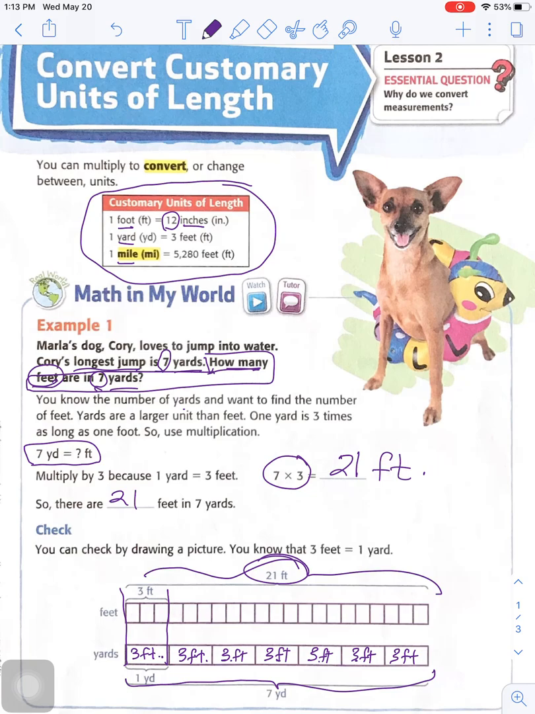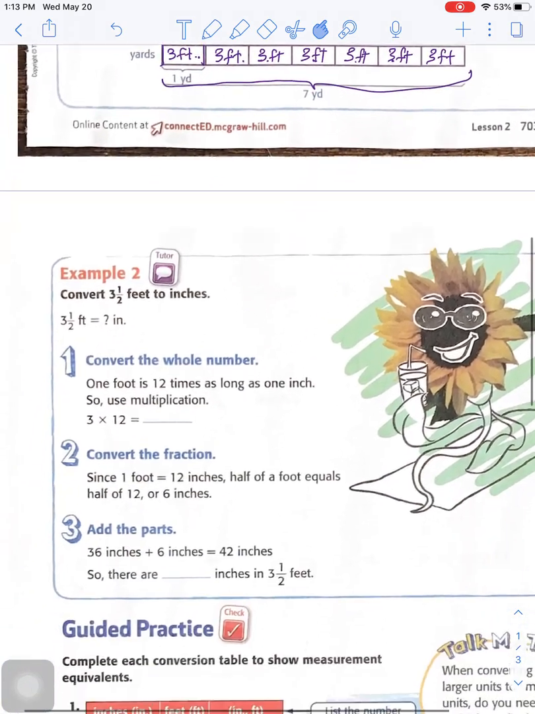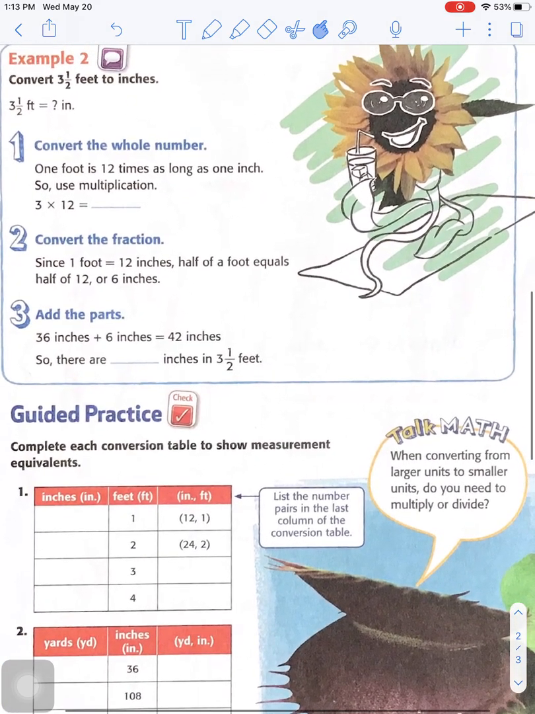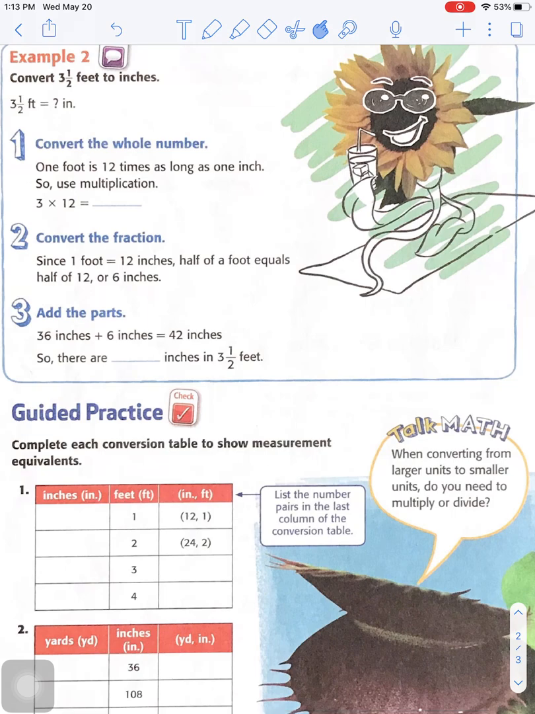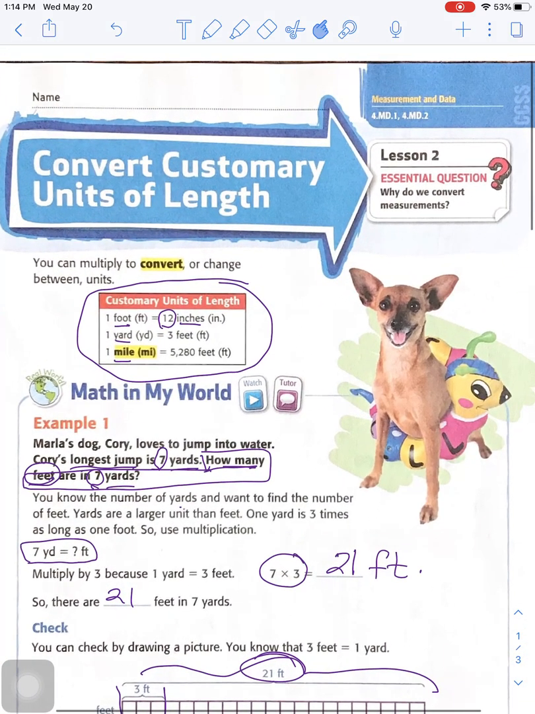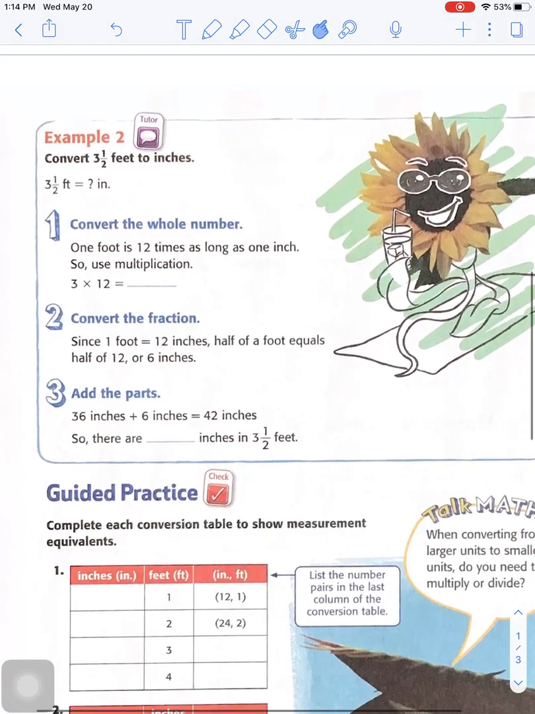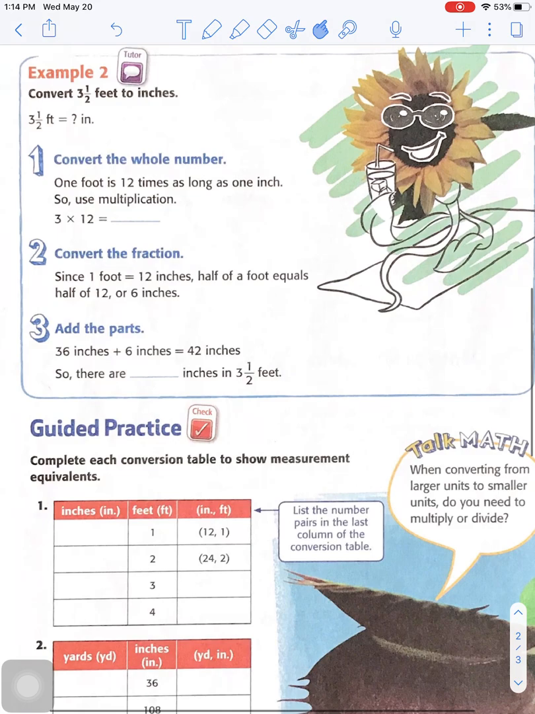You can check by drawing a picture. You know 3 feet is a yard. Okay, I would have done that first, but that's me. All right, let's go down and look at the next part. Okay, change 3.5 feet to inches. Okay, well, if I look back at my conversion chart, I see that there are 12 inches in every foot. Okay, 12 inches in every single foot.